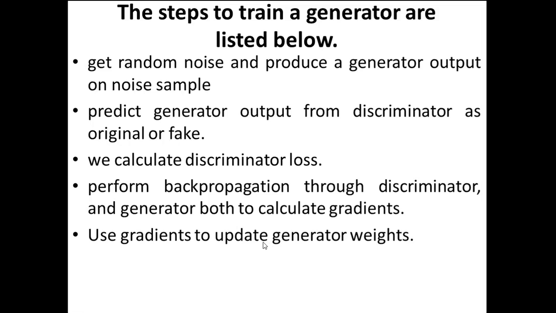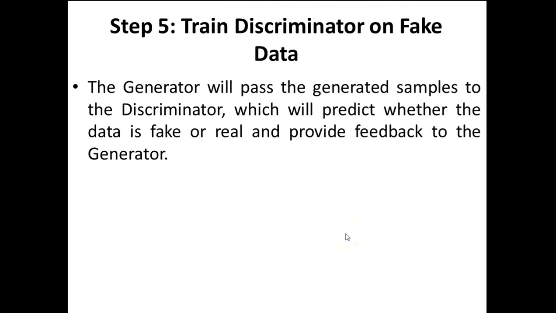Steps to train the generator are listed below. Get random noise and produce a generator output. On the noise sample, predict the generated output from the discriminator as original or fake. We calculate the discriminator loss, and perform backpropagation through the discriminator and generator both to calculate gradients. Use the gradients to update the generator weights.